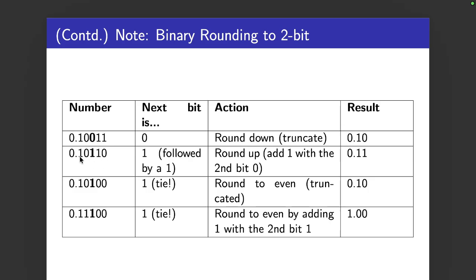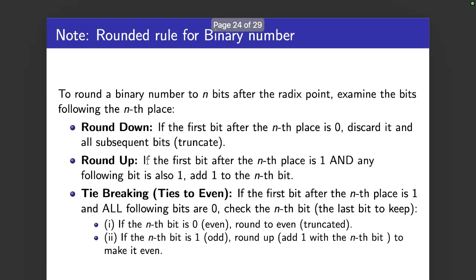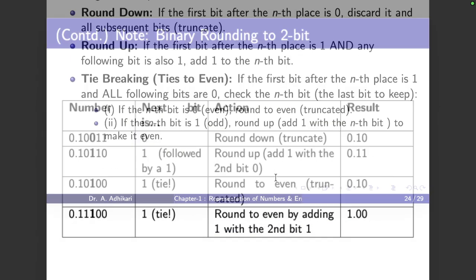Next, for this number, we want 2 bits. This place is 1, followed by at least one non-zero bit, this one. So we add 1 to this place. So 1, 0 plus 1 gives 1, 1, so this is 0.11. By this rounding up rule, if the bit after the nth place is 1 and any following bit is also 1, add 1 to the nth bit.